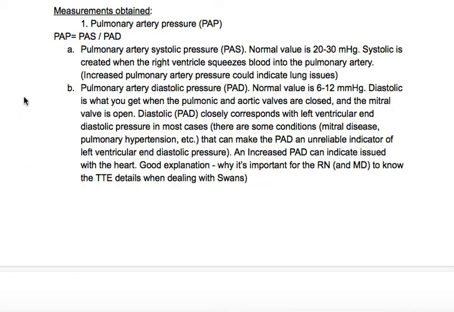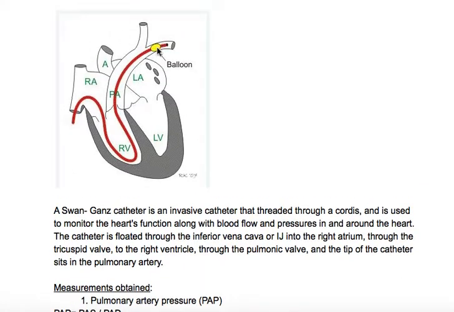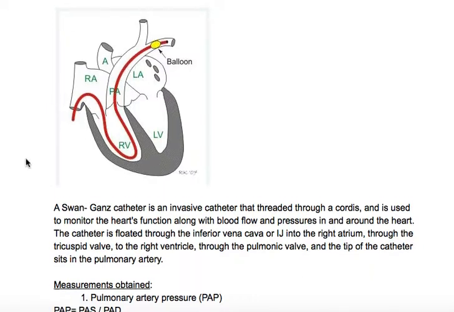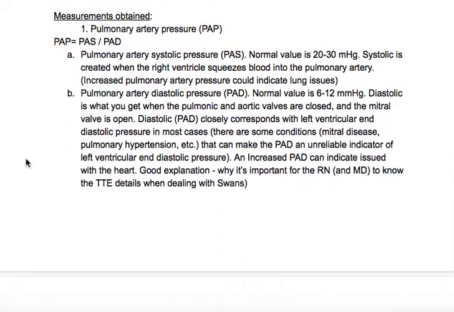So we're going to start with systolic. Your systolic pressure, your pulmonary artery systolic pressure, is normally between 20 to 30 millimeters of mercury. So your systolic is created when the right ventricle is squeezing into the pulmonary artery. So if you think about where the tip of this catheter sits, up here is a picture for reference. When your right ventricle is squeezing the blood to the pulmonary artery, that is what your pulmonary artery systolic pressure is, which makes sense. It correlates with ventricular contraction.